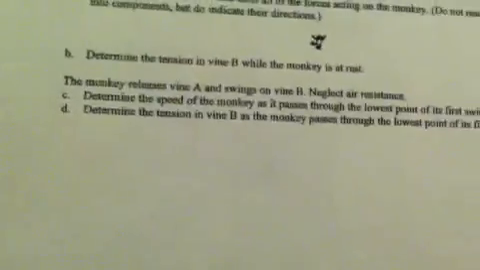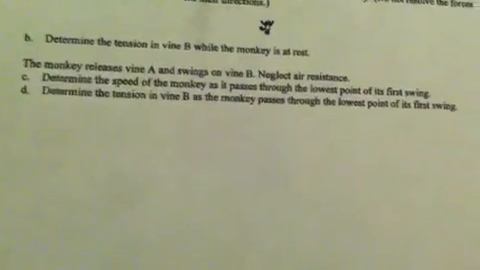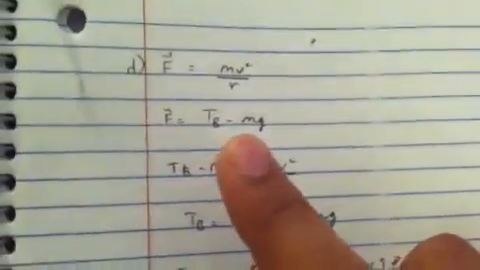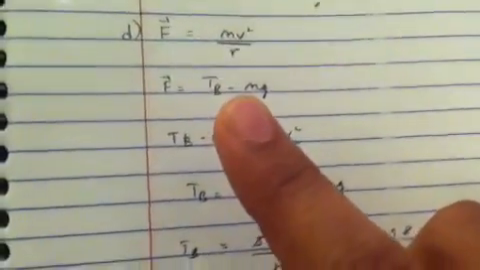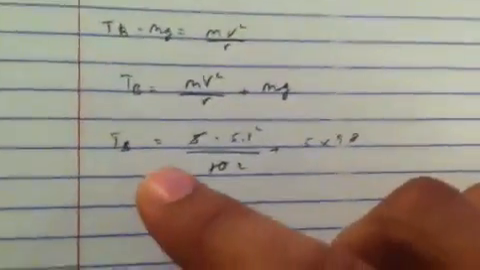Next, we went on to part D, which asked us to find the tension in vine B as the monkey passes the lower point of its first swing. We know that in circular motion, the centripetal force is equal to mv squared over r. The force is also equal to TB minus mg, and we can equate those two things. If we simplify for TB, we get mv squared over r plus mg. We just need to plug in our values, and we should get 62 newtons.